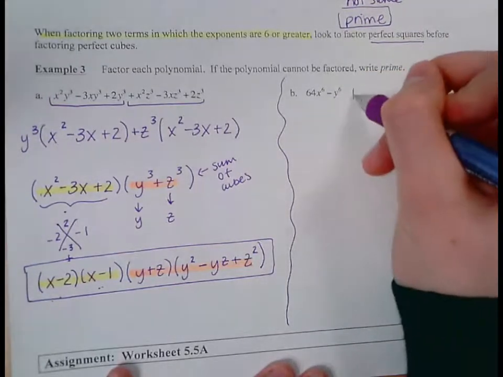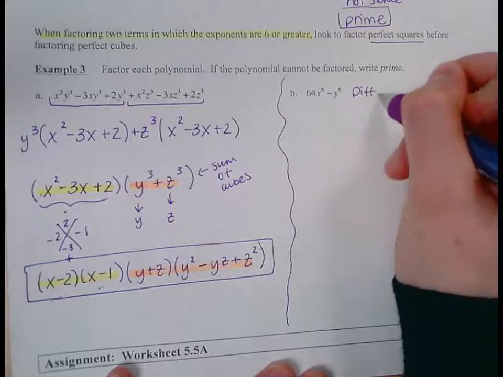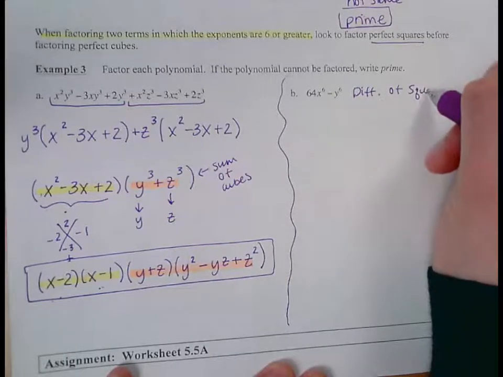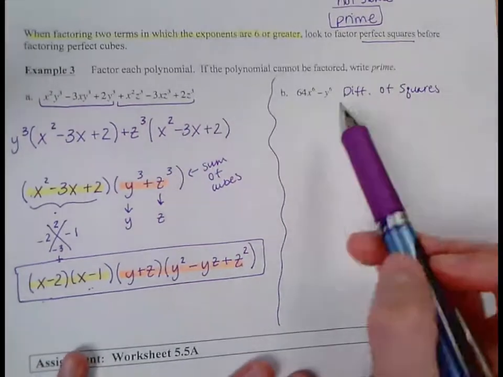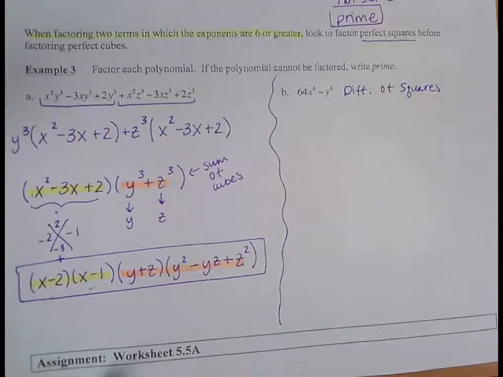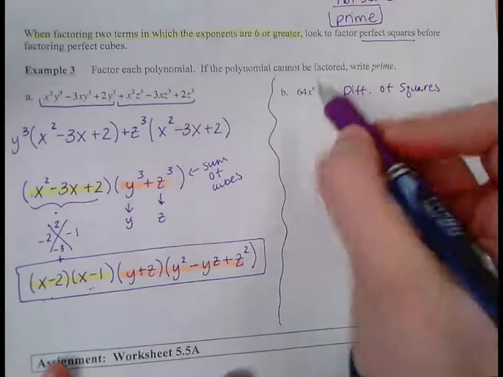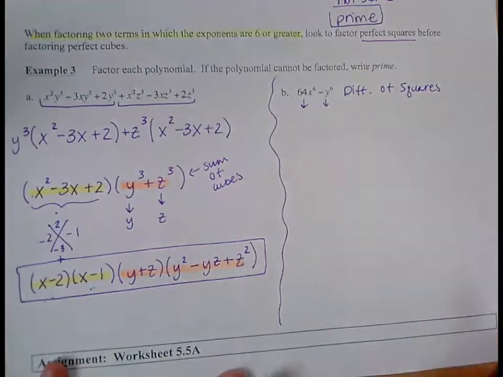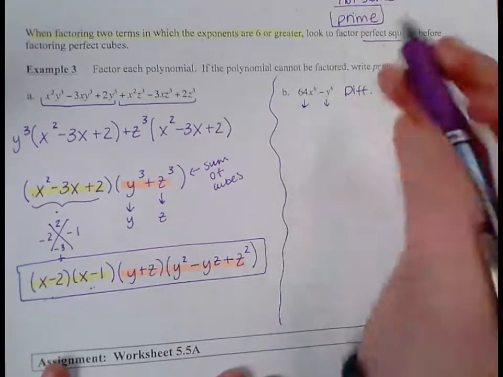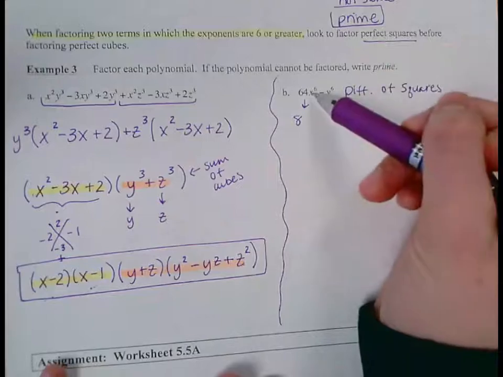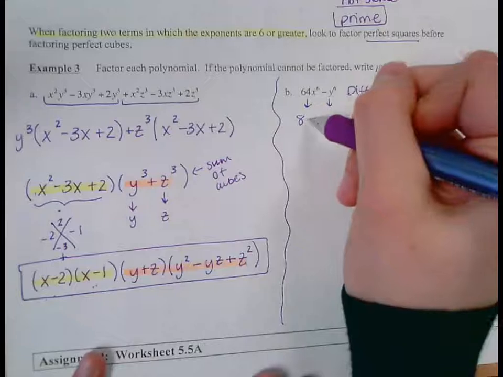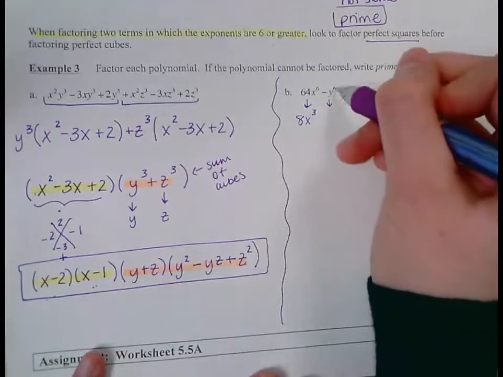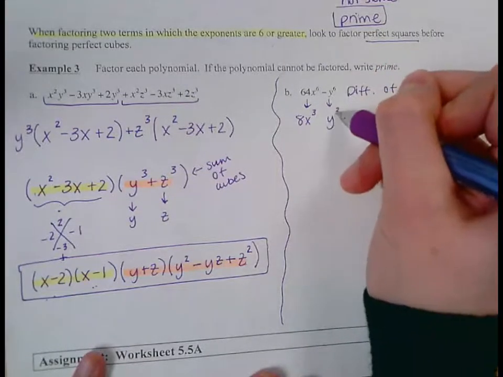So I'm going to factor this as a difference of squares versus a difference of cubes. Okay, so your difference of squares formula is also in that box on the front. You find the square root of each. So square root of 64 I know is 8. To find the square root of x to the 6th, you divide the exponent by 2, so it'd be x cubed. And then the square root of y to the 6th is y cubed.